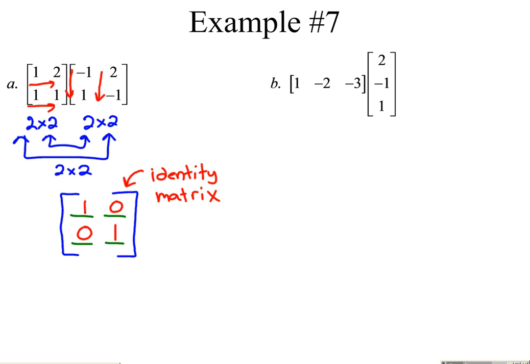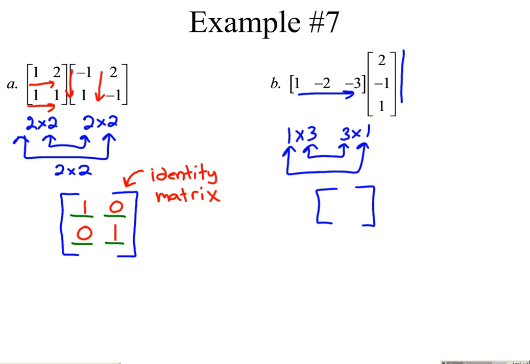Letter B, we have a 1 by 3 matrix and a 3 by 1 matrix. Middle numbers match. We're going to get out a 1 by 1 matrix, which means we're going to have one single entry, which is row 1, column 1. So I'm using row 1 with column 1. 2 plus 2 is 4, minus 3 is 1, and there's our product matrix.